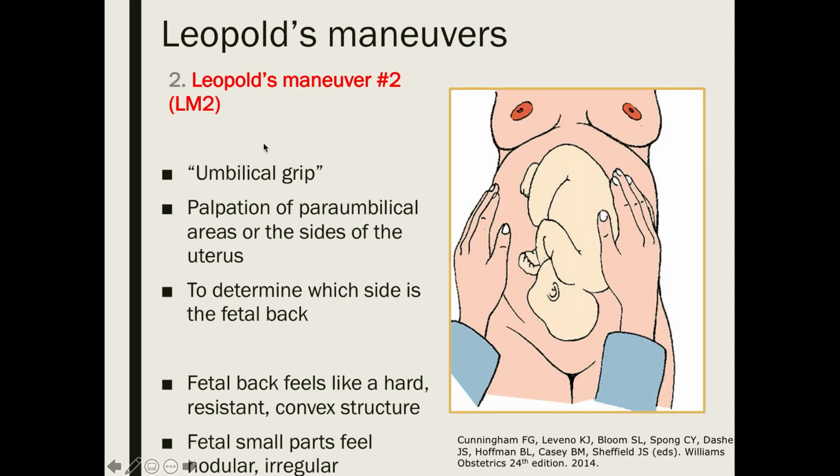Leopold's maneuver 2 or LM2 is the umbilical grip. And here, we palpate the para-umbilical areas or the sides of the uterus. We do this because we want to determine which side is the fetal back. Okay, why do we need to determine which side is the fetal back? Because that would be the area where we can hear the fetal heart rate or fetal heartbeat best. So a fetal back would feel like a hard resistant convex structure, whereas the fetal parts would feel nodular and irregular.